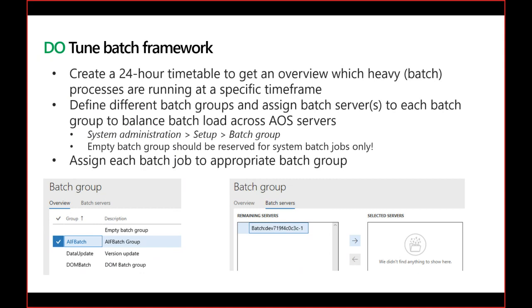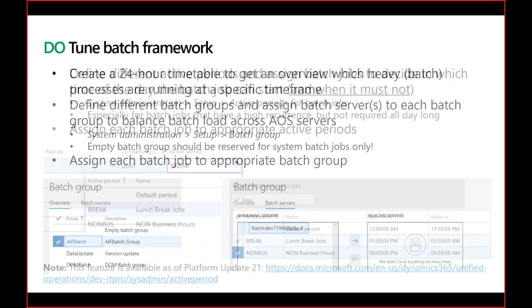How you do this in system administration: you set up batch groups and you can add additional batch groups. Remember that the empty batch group, which is available out of the box, should be reserved for system batch jobs only. From there, you assign batch jobs to the appropriate batch group. Sounds simple. It has been there for a very long time, probably since the beginning of the AX time, but still we see a lot of times that the batch framework is not tuned correctly.